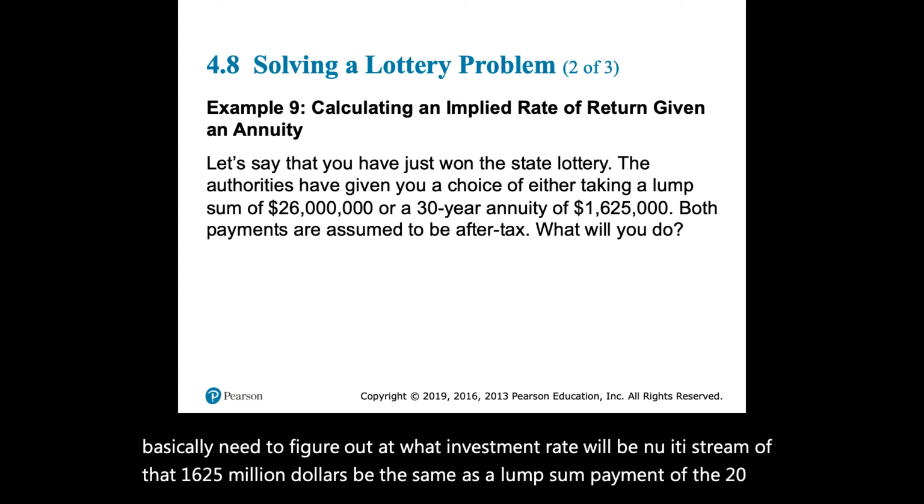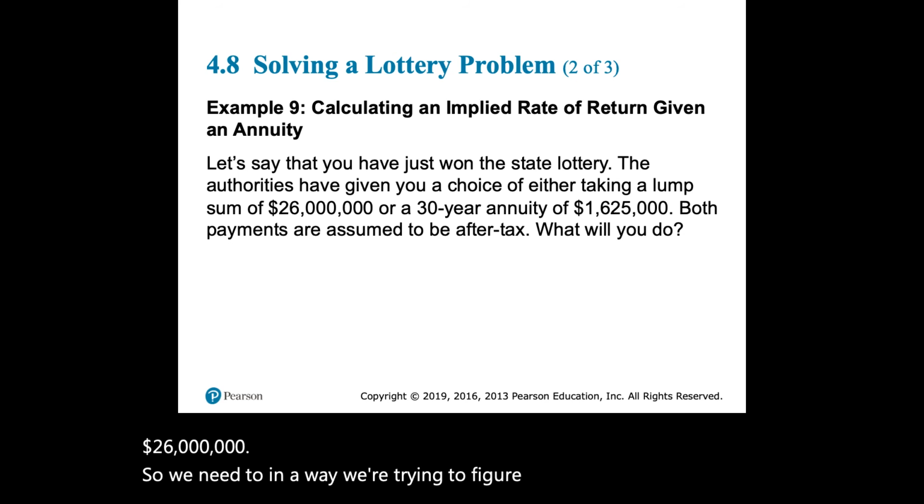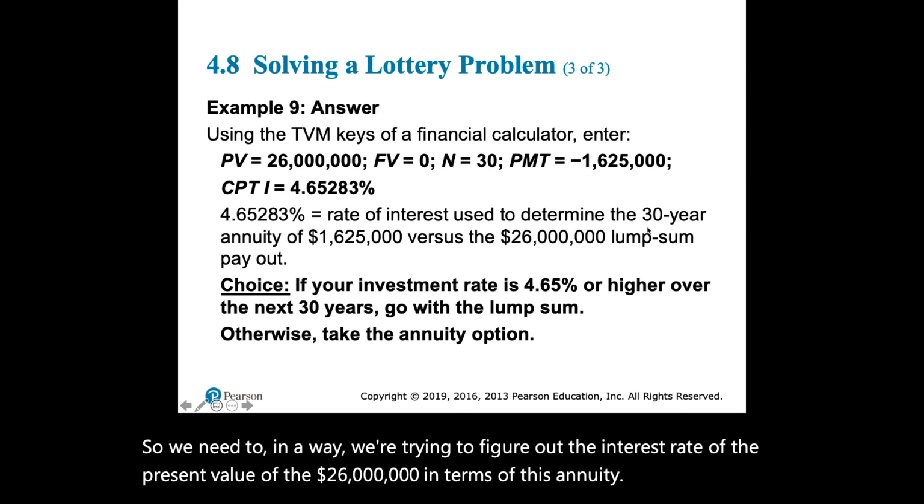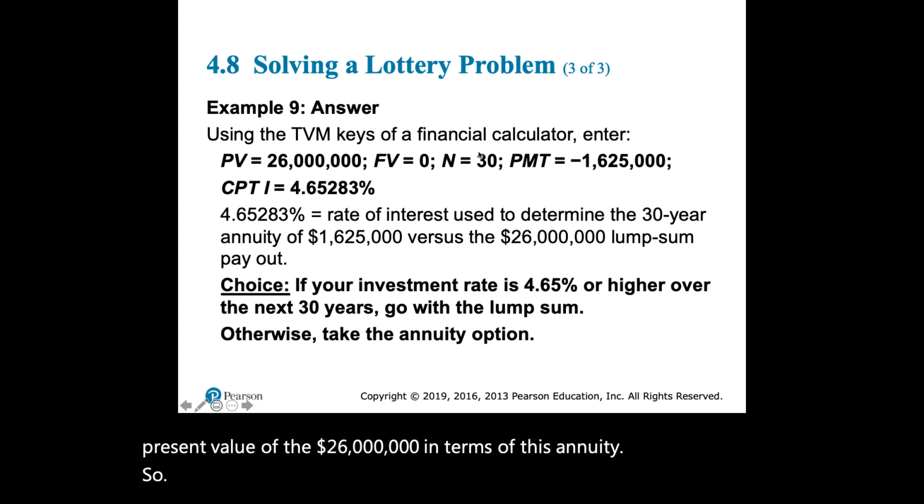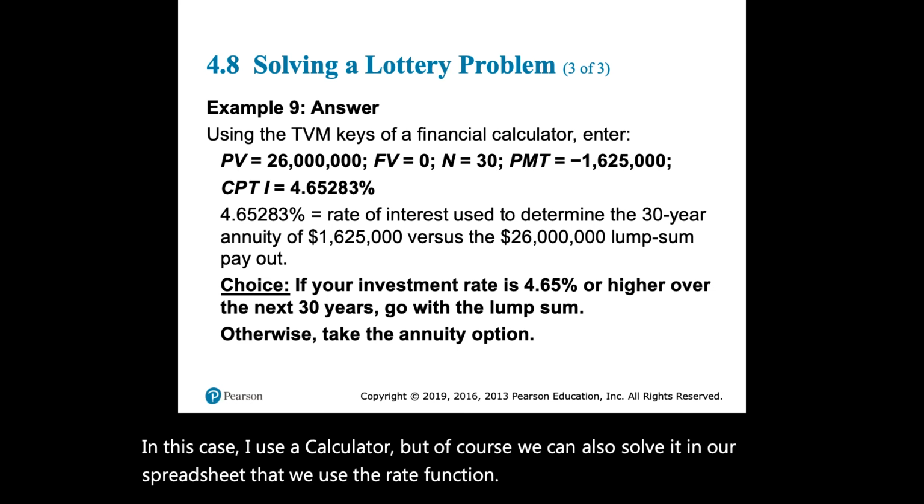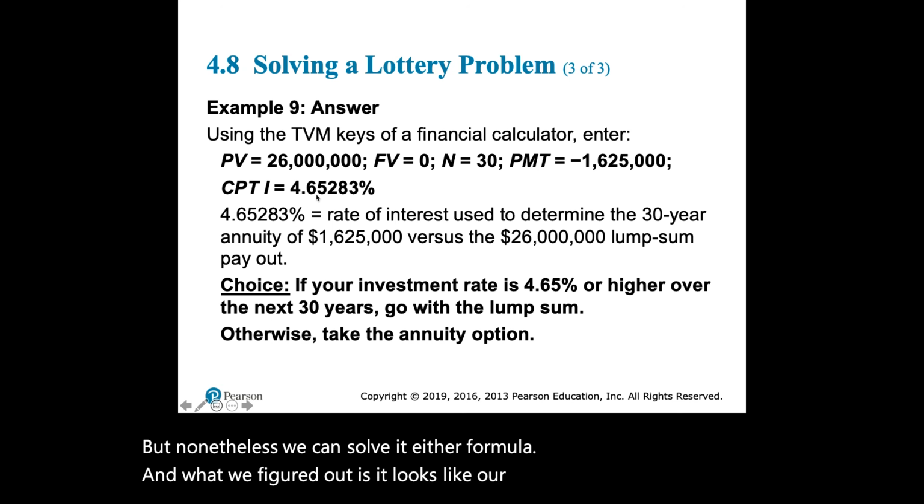So in a way, we're trying to figure out the interest rate of the present value of the $26 million in terms of this annuity, okay? So in this case, I use a calculator, but of course we can also solve it in our spreadsheets if we use the rate function. But nonetheless, we can solve it either way. And what we figured out is it looks like our rate of interest is about 4.65%, okay? So the rate of interest used to determine that 30-year lump sum.